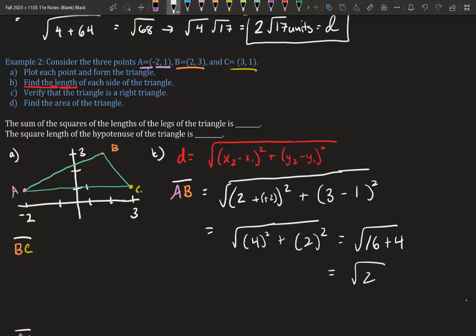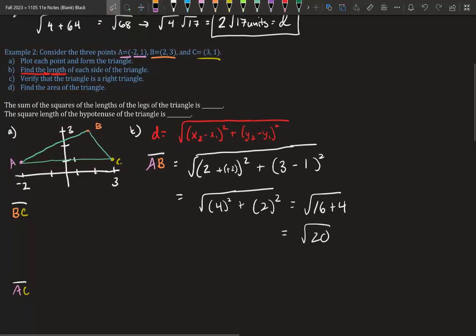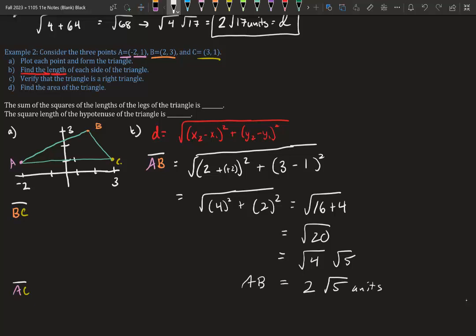16 plus 4, we get 20, and we can simplify 20 because 20 simplifies down into the square root of 4 times the square root of 5. This is called simplifying radicals. If you need help on it, just look up a YouTube video, Simplifying Radicals. The square root of 4 is 2. The square root of 5 does not exist. So the distance between A and B is 2 square root of 5 units. And we're just going to do that again for BC and AC. If you feel like you got it, pause the video, do BC, do AC. If you feel like you need another example, let's keep going.